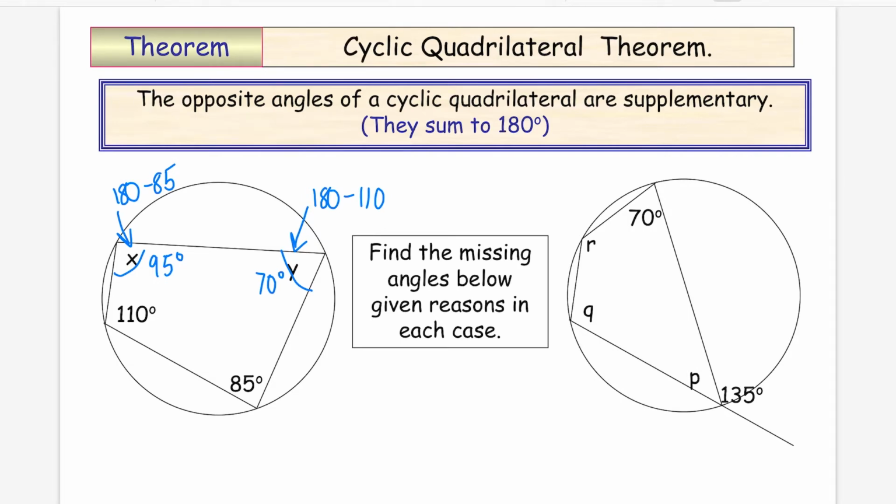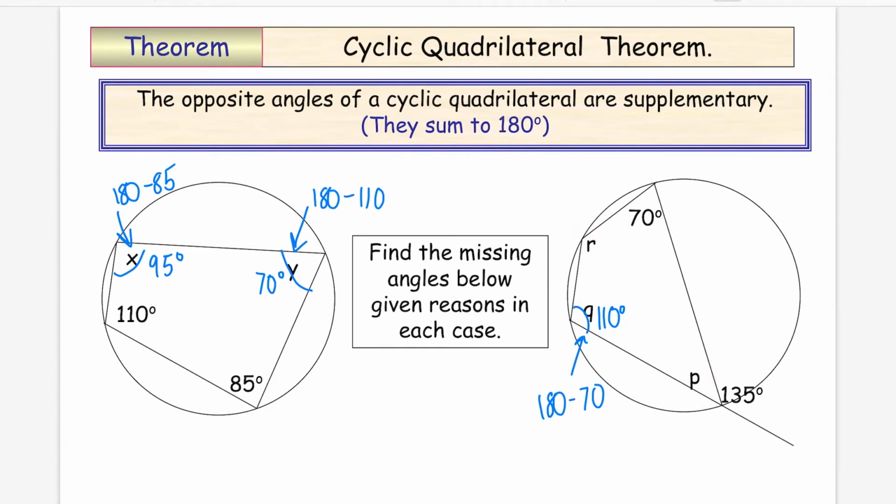On the second example, I can use the same idea. So 180 minus 70 is going to give me q, because they are the opposite angles of the quadrilateral. Even though this one looks a little bit different, this is still the opposite of this one here, and then these two are the opposite of each other as well.